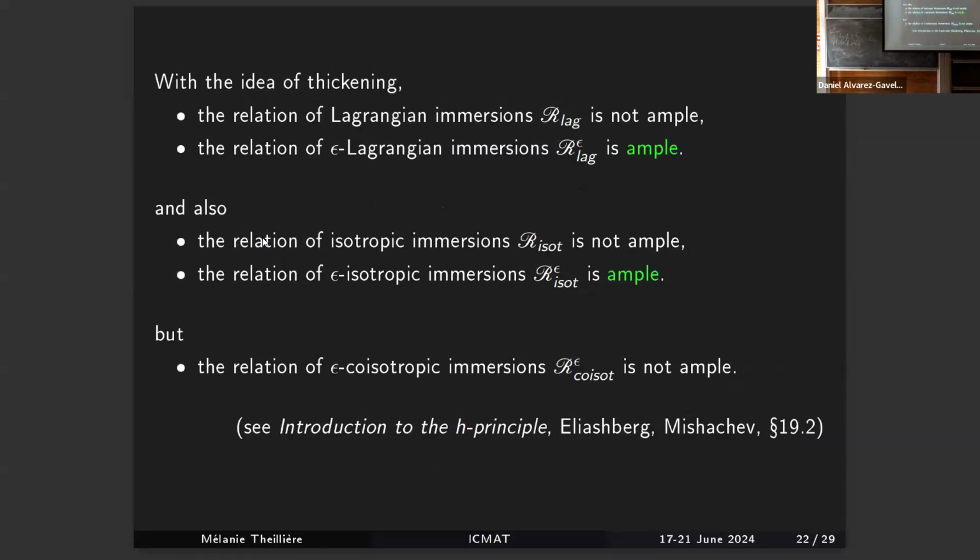And I just picked some other examples in the book of Eliashberg and Mishachev. For example, the relation of Lagrangian immersion is not ample, but if we add a little thickening, it's ample. The same for isotropic immersion, which becomes ample when we add a little thickness, but it doesn't work every time. For example, still in the book, the relation of isotropic immersion is not ample, even when we add a thickening.